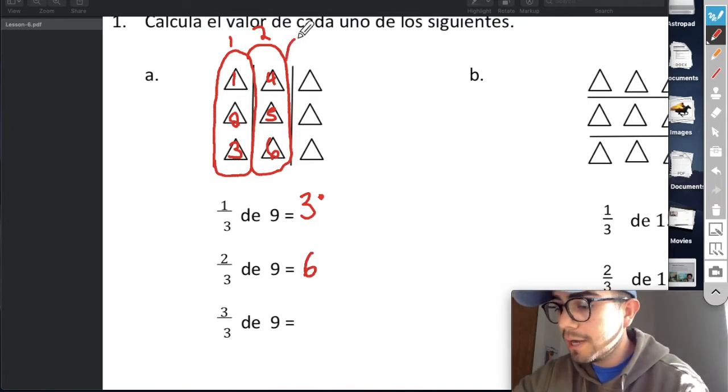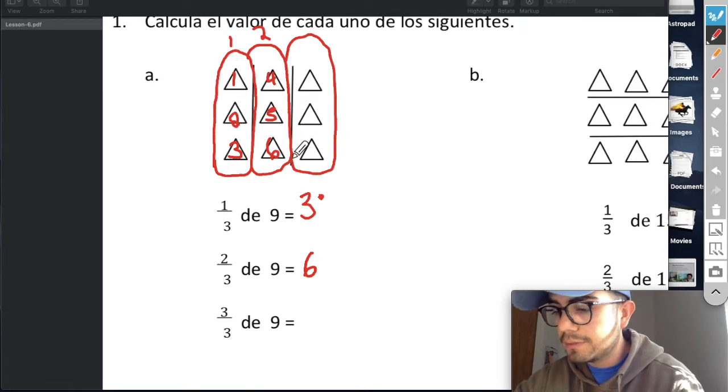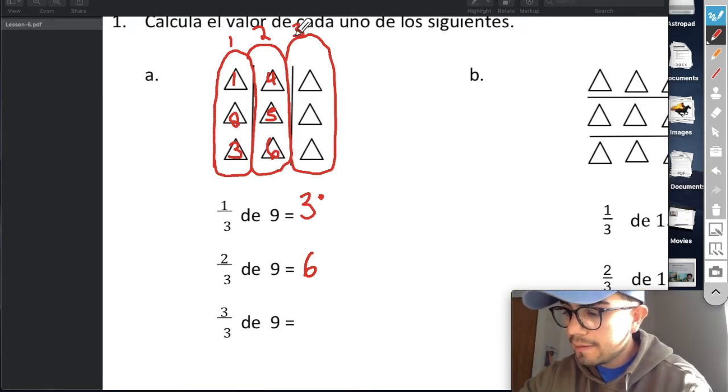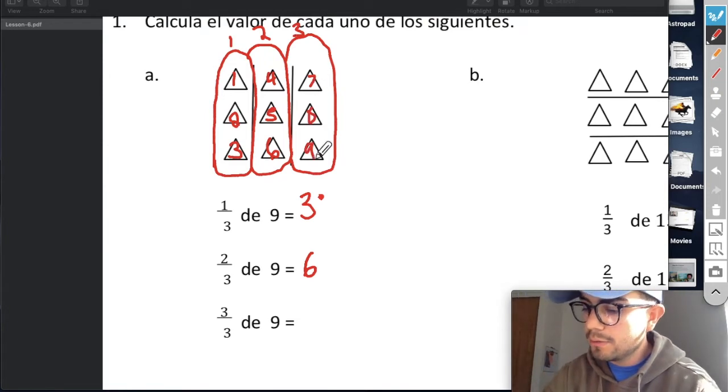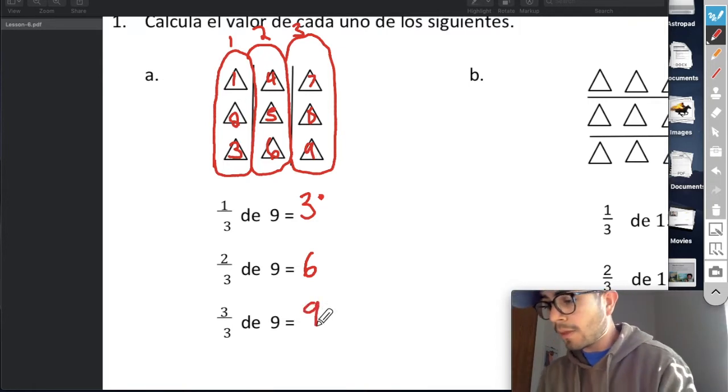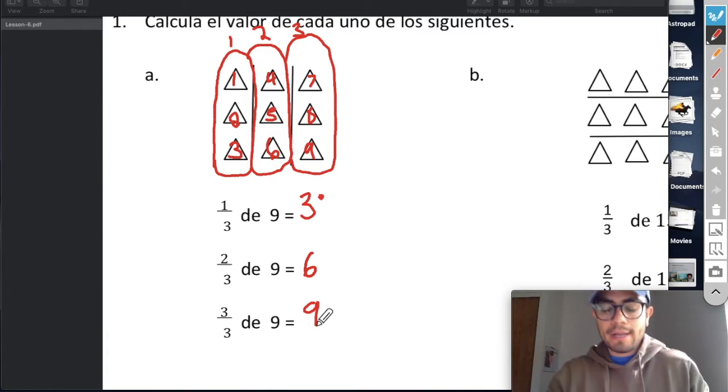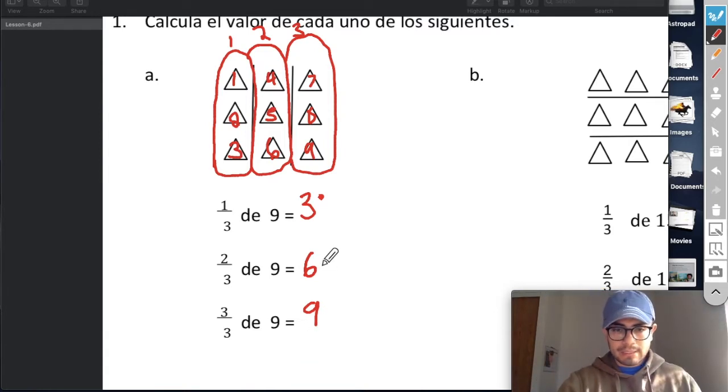So now you can probably guess what the third one is going to be. It's going to be 4, 5, 6, 7, 8, and 9. So 3/3 of 9 is going to give me 9 holes. Perfect. So now let's move on to one that's a little bit different.